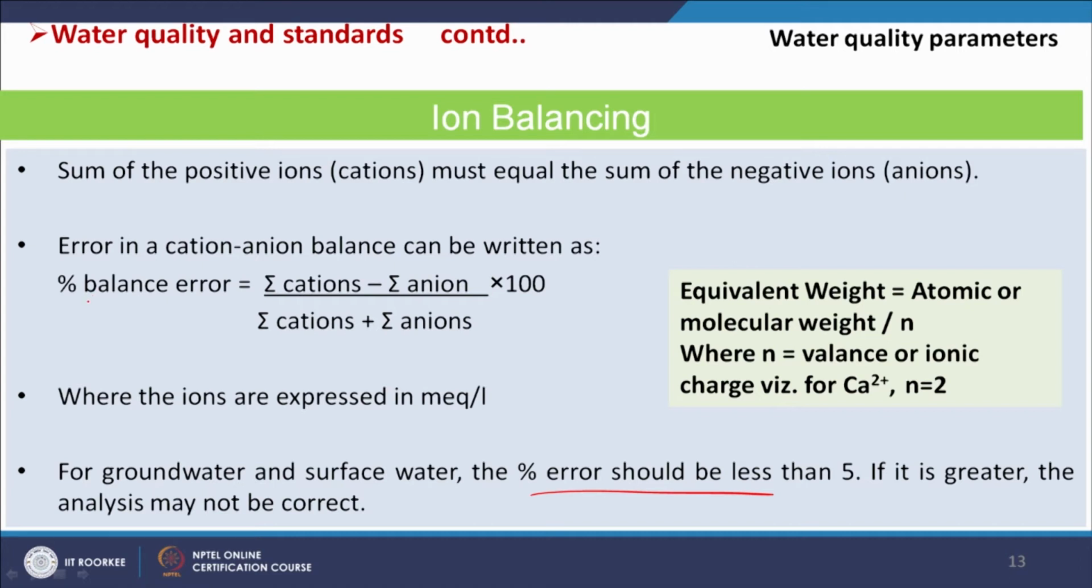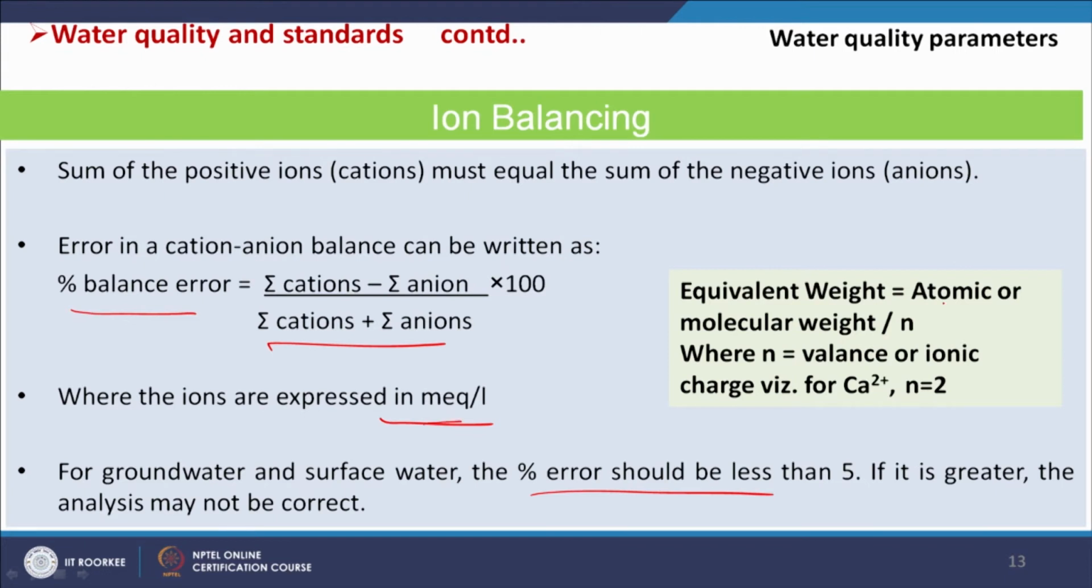And when we are interested in getting the percentage balance error in the ion balance, it is equal to the sum of cations minus the sum of anions, divided by the sum of cations plus the sum of anions, into 100. These cation and anion concentrations are taken in milliequivalent per liter. So, this is the definition, this is the way we can calculate the error in the ion balance.